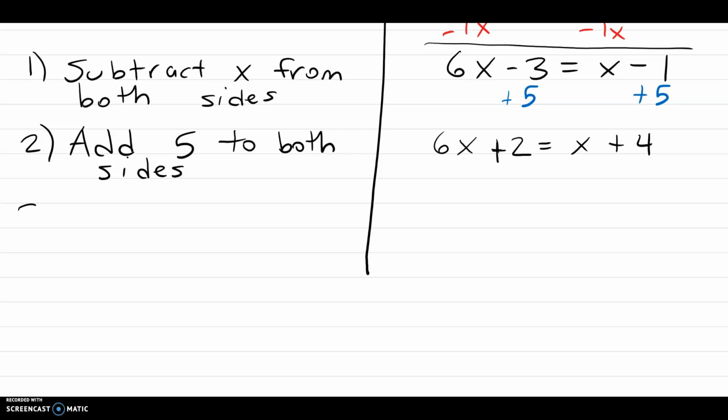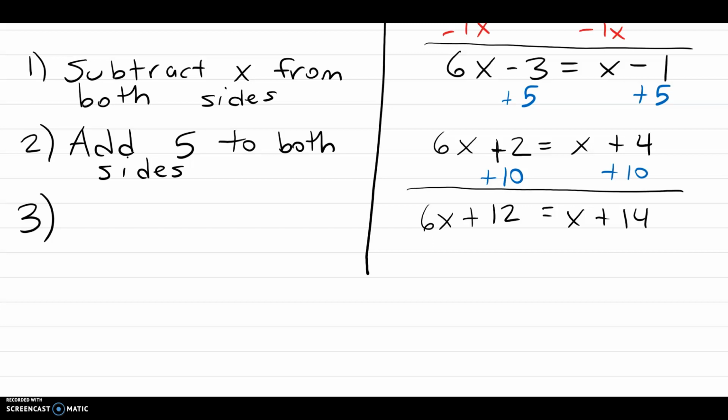All right, our next step, we're going to go from 6x plus 2 equals x plus 4 to 6x plus 12 equals x plus 14. So again, we're trying to figure out what changed from step 2 to step 3 to keep it equivalent. So here, the 6x stayed the same and the x stayed the same, so it looks like I'm adding something to my constant values again, and I think I'm adding 10, because 2 plus 10 is 12, and 4 plus 10 is 14. So my step for number 3 is that I've added 10 to both sides.